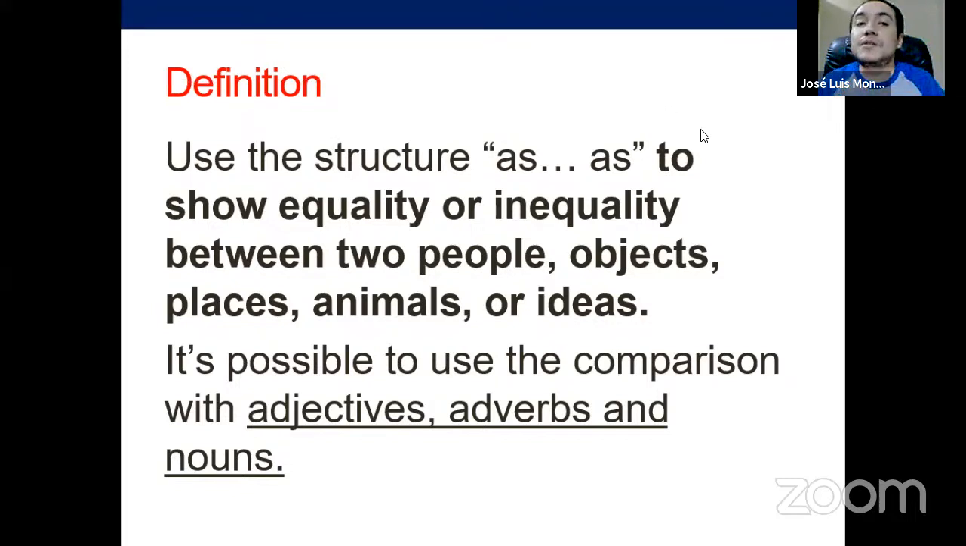The definition. Use a structure as... as to show equality or inequality between two people, objects, places, animals, or ideas. It's possible to use the comparison with adjectives, adverbs, and nouns. So this as... as is to compare anything you want, in terms of the description that they got with adjectives, in terms of how they do certain actions, that's adverbs, or in terms of the quantity or quality of something, it means nouns. All right, let's take a look at that.